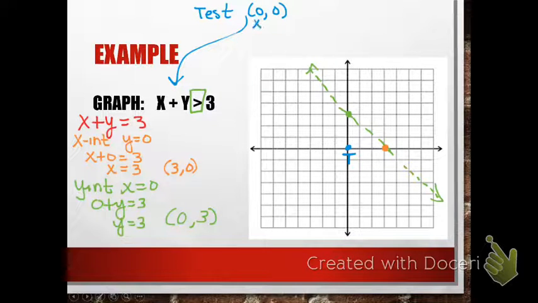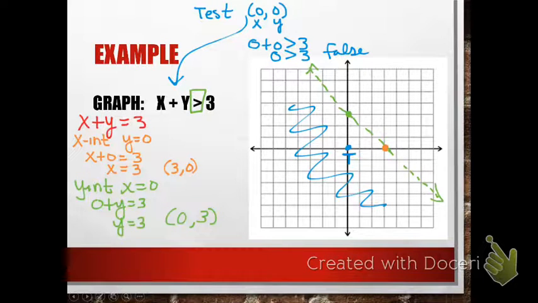Remember, the first coordinate is your x and the second coordinate is your y. So instead of x plus y, we're going to have 0 plus 0. And I end up with 0 is greater than 3, which is a false statement, which means that my test point is not a solution. So all of the points over here are not solutions. I just have to test one, and the same true or false outcome would be true for the rest of them. So none of these points work.